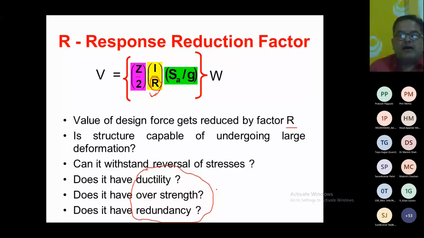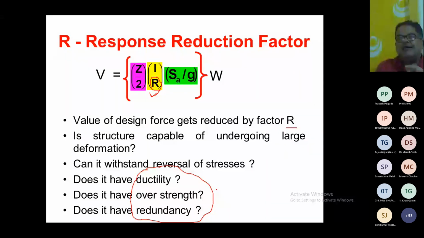We are making our structure enter into the inelastic zone, right? So what is ductility? Ductility is the capacity to undergo large inelastic deformation after yielding without losing strength and stiffness. Once your structure moves out of the elastic range, it enters the inelastic range, and how much it will deform after yielding is nothing but ductility, right?